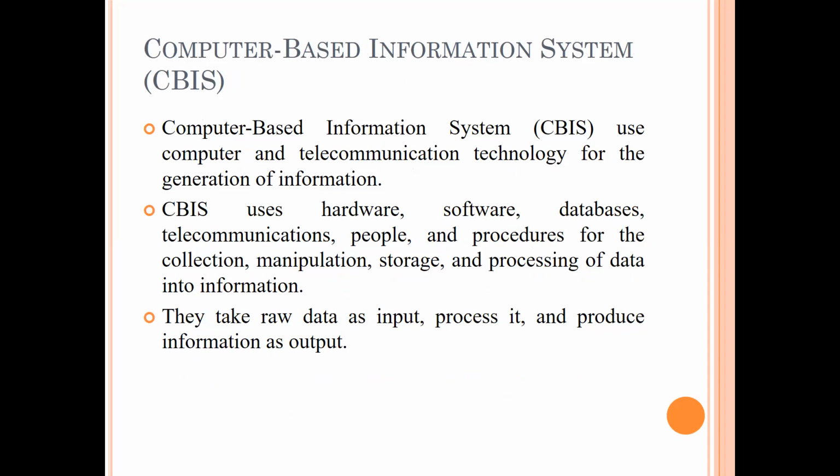So a computer-based information system uses computers and telecommunication technology for the generation of information. It uses hardware, software, databases, telecommunications, people, and procedures for the collection, manipulation, storage, and processing of data into information. As mentioned, they take raw data as input, process it, and produce information as output.